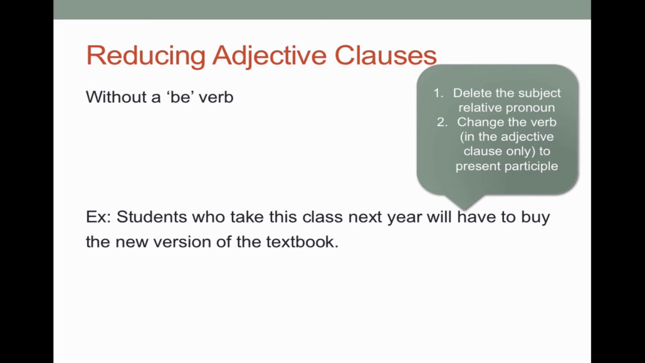Without a be verb, we still have to delete the subject relative pronoun first, and then we change the verb in the adjective clause only to the present participle. In this example, my adjective clause is, "who take this class next year." Who is my subject, take is my verb, and so I can go ahead and delete who. I take the verb take, and I add -ing to make it the present participle, and my sentence becomes, "Students taking this class next year will have to buy the new version of the textbook."